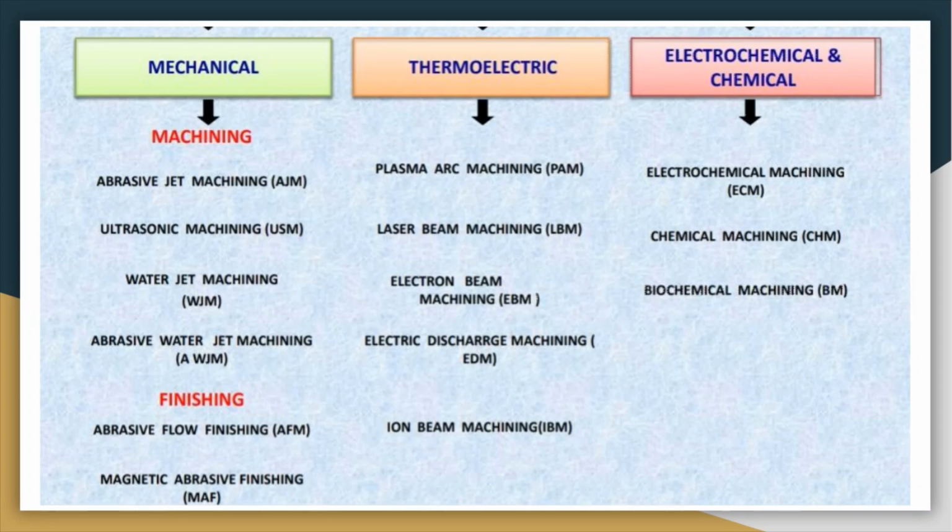Now second group, thermoelectric group. In that, mainly electric discharge machining, that is EDM, then plasma arc machining, laser beam machining, electron beam machining and ion beam machining. These are the processes that belong to thermoelectric machining processes. And the last, that is chemical and electrochemical machining processes. In that, chemical machining comes, then PCM, and mainly electrochemical machining. So this is the classification. Now let us discuss one by one.